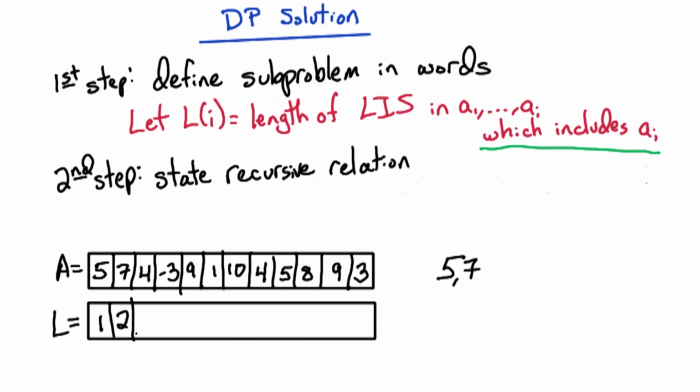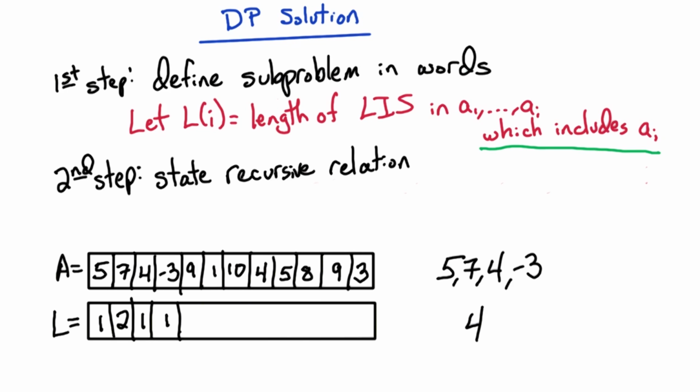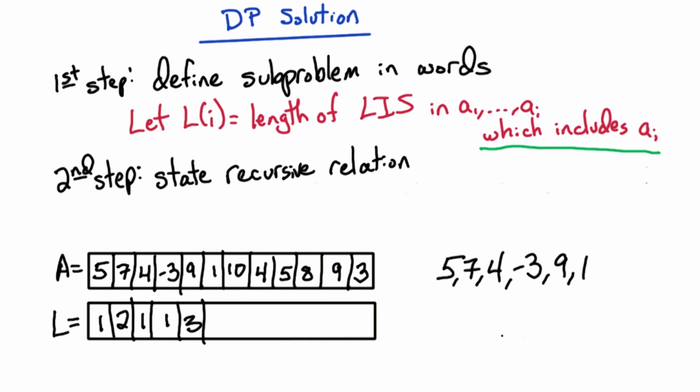Now we start to see a difference when I equals 3. What is the length of the longest increasing subsequence in 5, 7, 4, which includes 4? That's just 4 itself, so that's of length 1. Recall in our earlier definition of L, it was 3, this entry. Once again, for I equals 4, L of 4 is 1 because of minus 3 itself. For I equals 5, now the length is 3 from 5, 7, 9. For I equals 6, the length is 2 from minus 3, 1. For I equals 7, the length is 4 from 5, 7, 9, 10.